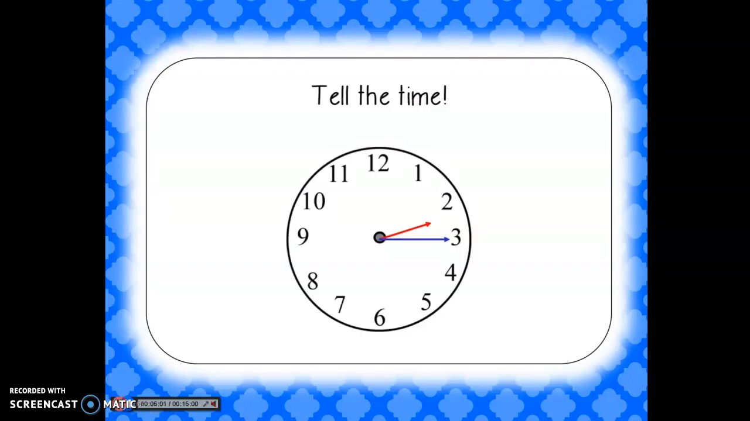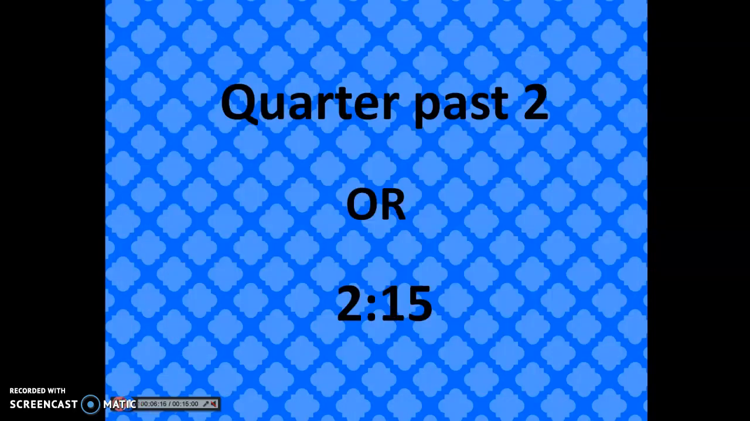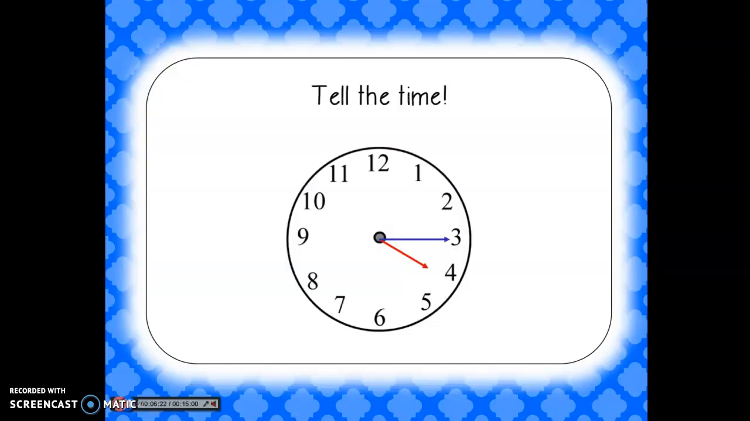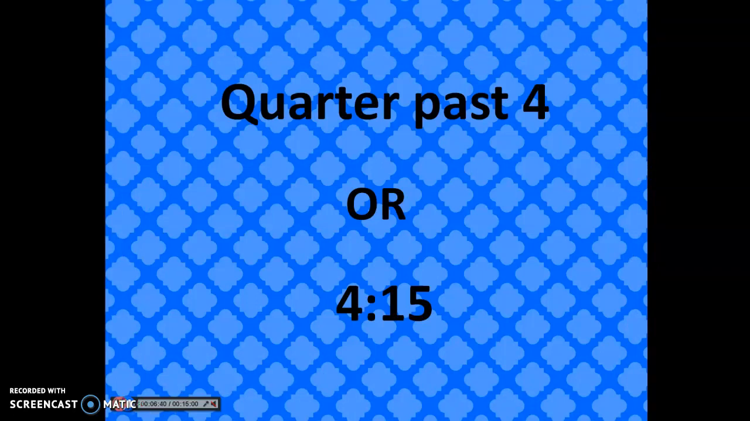Right, take a look at this one. Give you guys a second to say the 2 times out loud. Look at the minute hand at the 3, the hour hand slightly past the 2. We would say this is quarter past 2 or 2:15. And our last example of the day, look at the minute hand. Where is it? It's at the 3. And the hour hand, the shorter hand, just slightly past the 4. So we would say that this is quarter past 4 or 4:15.